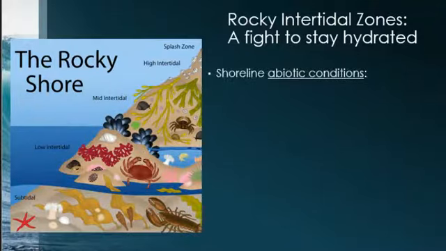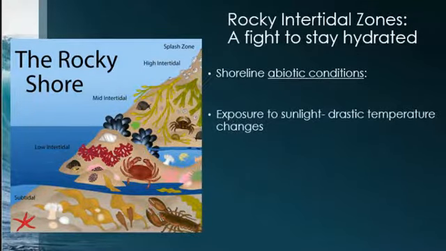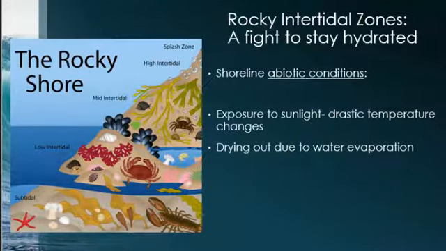All right, so the shoreline abiotic conditions: exposure to sunlight, drastic temperature changes, drying out due to water evaporation at low tide, increased and then decreased salinity, the amount of salt.